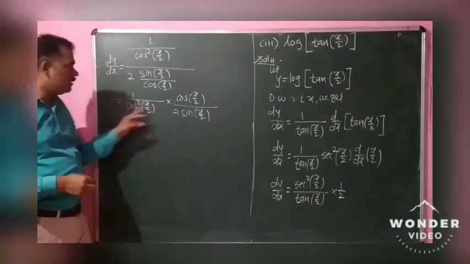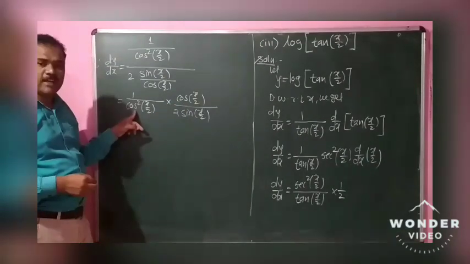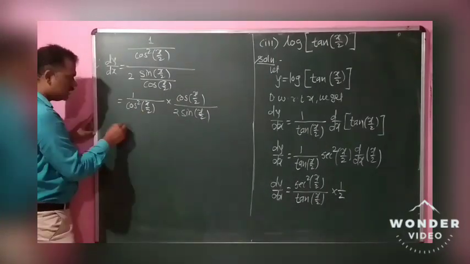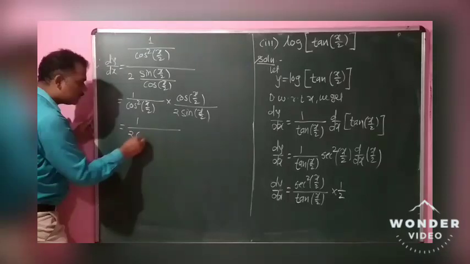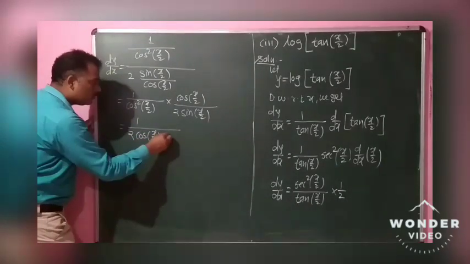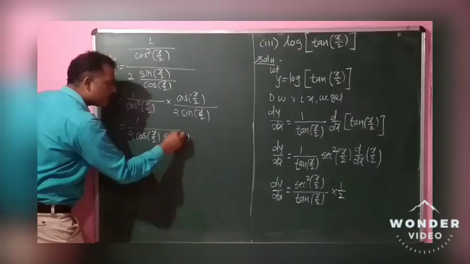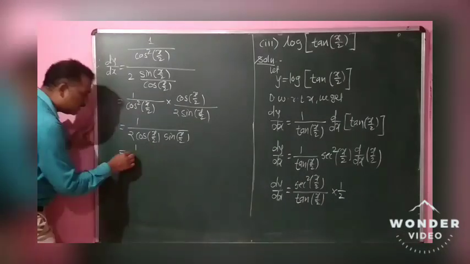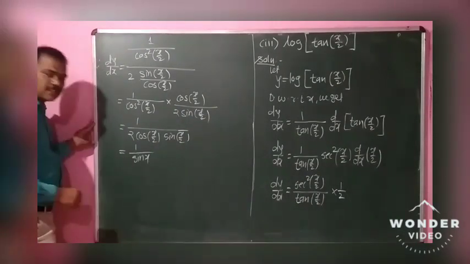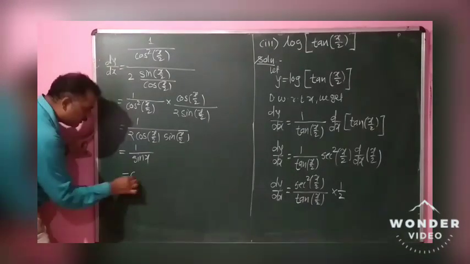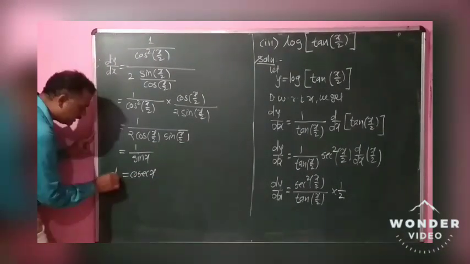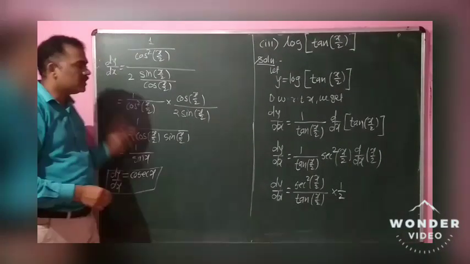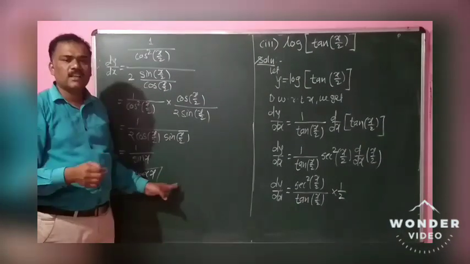Okay, here cos square x by 2, here cos x by 2. From this cos square x by 2, one cos x by 2 gets cancelled, remaining only 1. We can write 1 upon 2 times cos x by 2 into sin x by 2. This is nothing but 1 upon sin x, and 1 upon sin x is nothing but cosec x. That is dy by dx is equal to cosec x, which is the required answer. We have to discuss the next example.